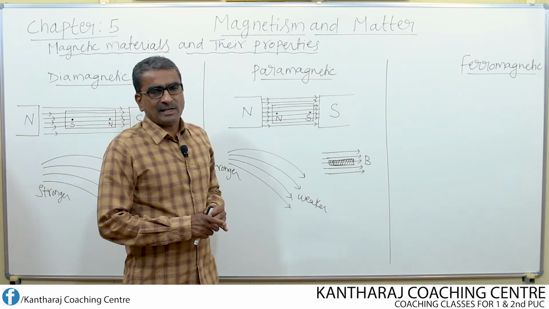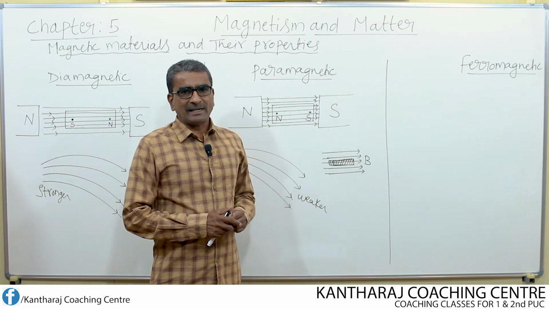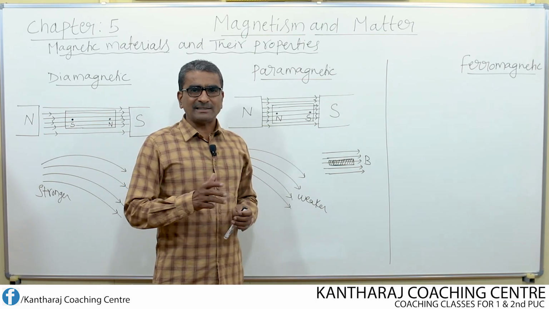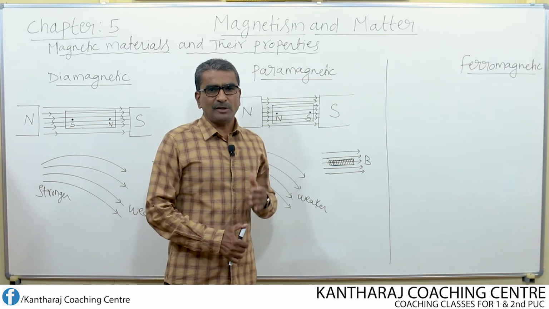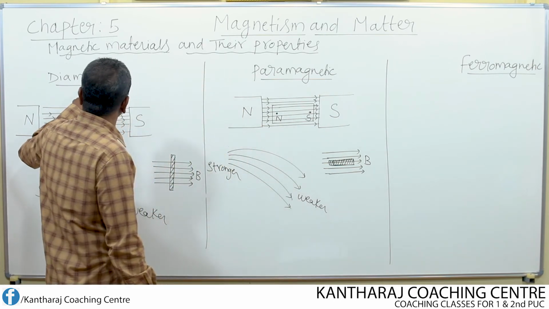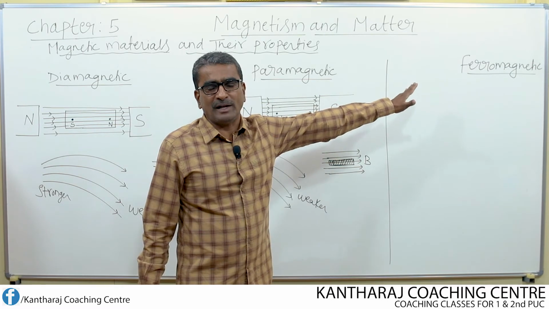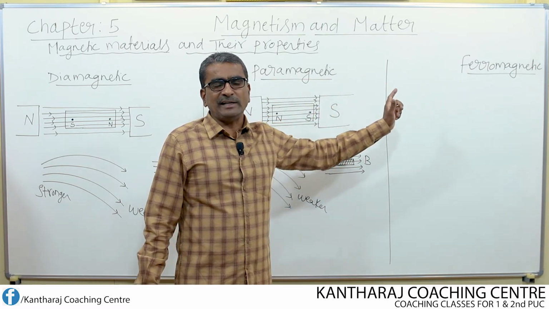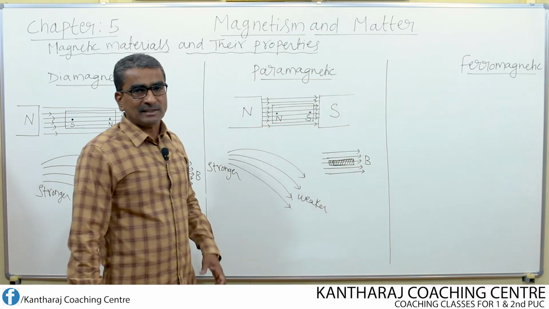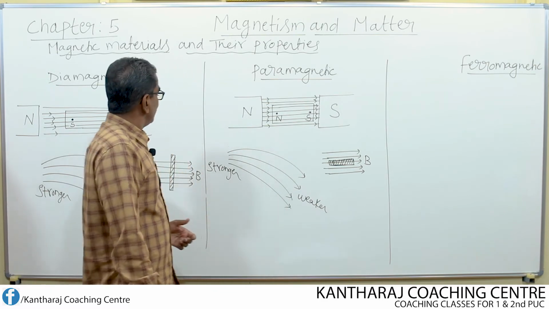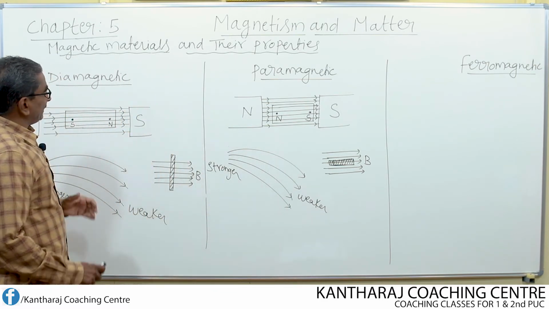See, in nature, all the magnetic materials available are classified into three different types. What are those? Diamagnetic material, paramagnetic material and ferromagnetic material. So, these are the three different types of magnetic material that are available in nature. Now, what are diamagnetic materials?